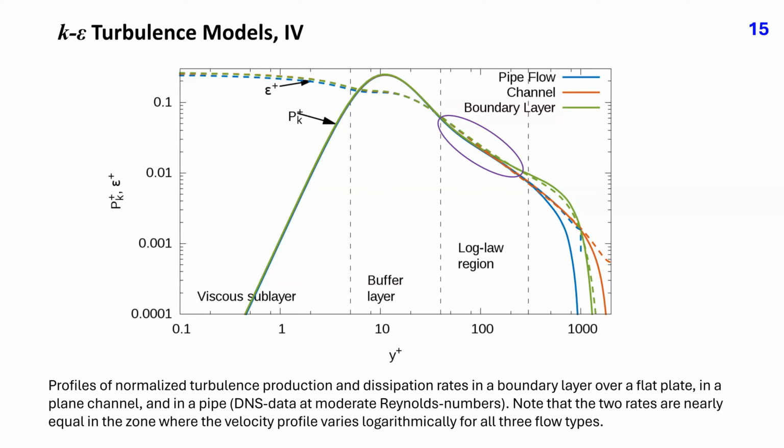Note that the two rates are nearly equal in the zone where the velocity profile varies logarithmically near the wall for all three flow types. Outside the log-law region, the rates differ to some extent, but the differences are large in the viscous sublayer and in the buffer layer. More information about these zones in a velocity profile will be given in lecture 32b.